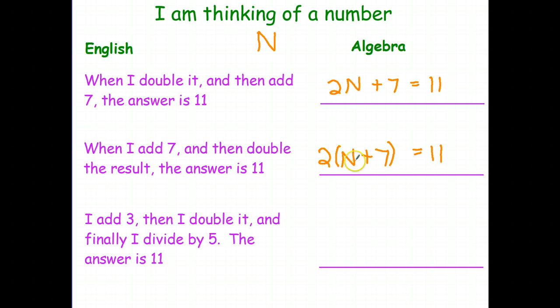So I take a number, add 7, and then double it, and I write the 2 out front and have the brackets around the n plus 7.